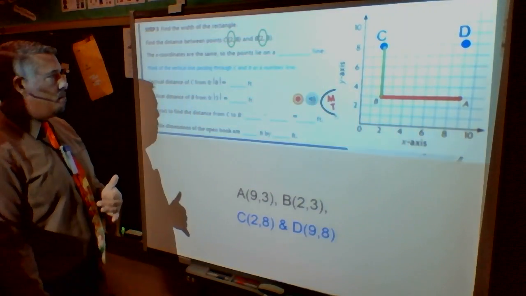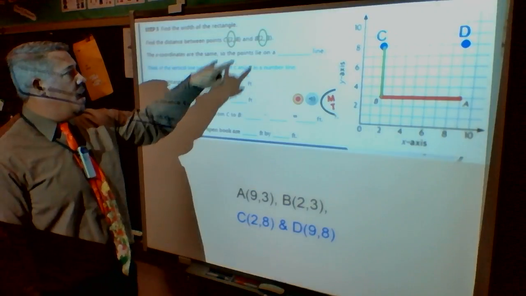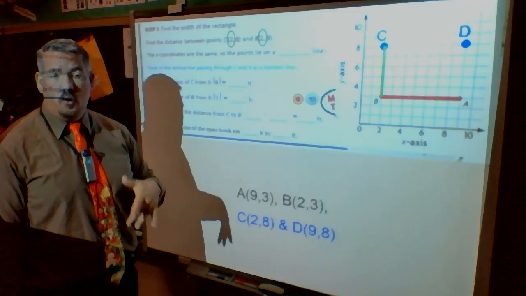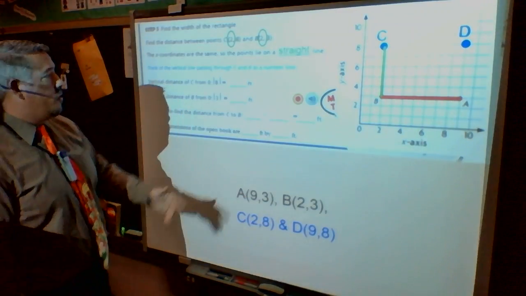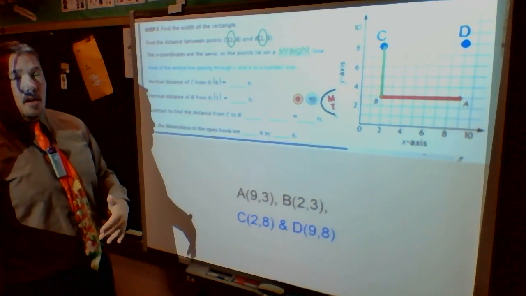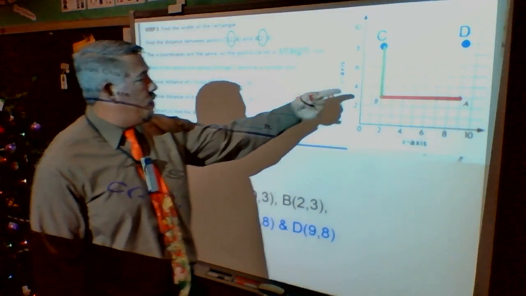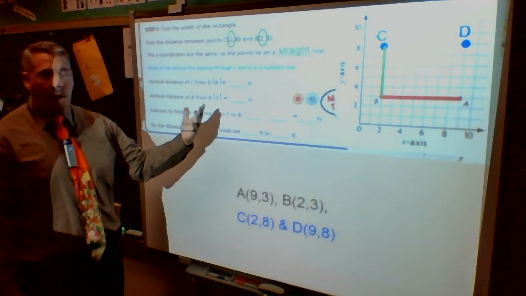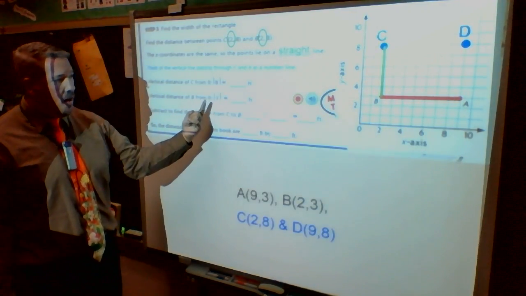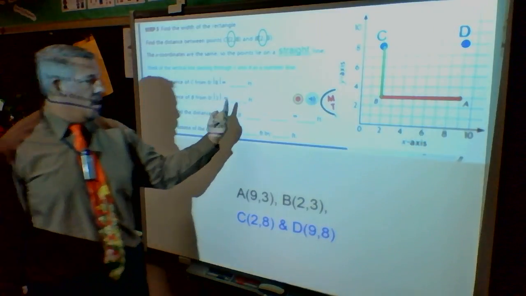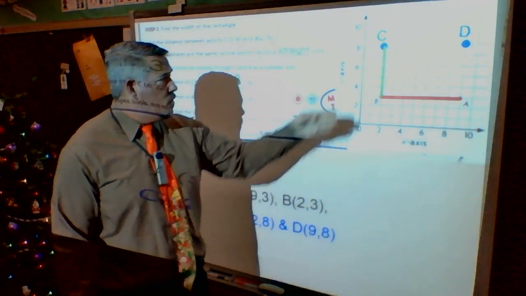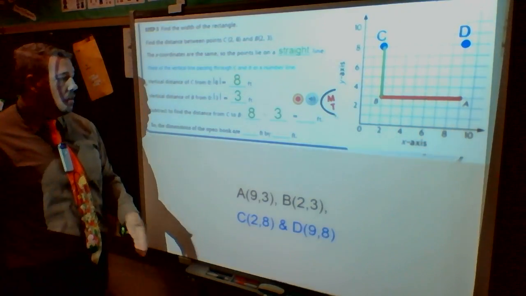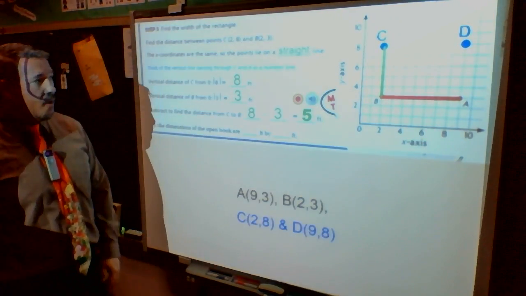for line segment BC? Notice that the x's are the same. And if the x's are the same, then I also know that they're going to be on a straight line. So the straight line then, what is the difference between them from 3 to 8? Well, the absolute value from 0 to 8 tells me it's worth 8. The absolute value from 0 to 3 tells me that it has a value of 3. So if I'm going from 8 to 3, then once again, it's simple subtraction. 8 minus 3 is going to be 5.